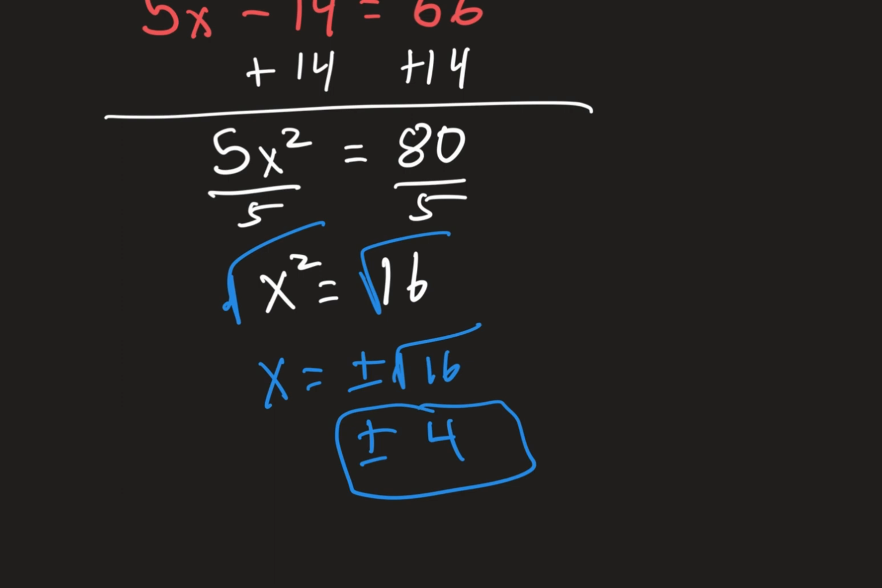Okay, I want you to try one of these on your own. And then we've got one more thing to talk about, and we'll call it good. Let's go: negative 16 minus 12k squared equals negative 232. Go ahead and solve.